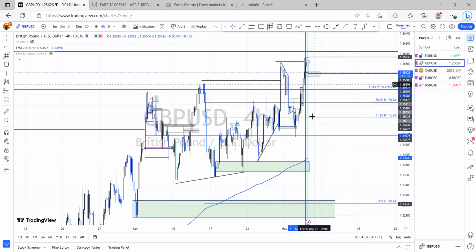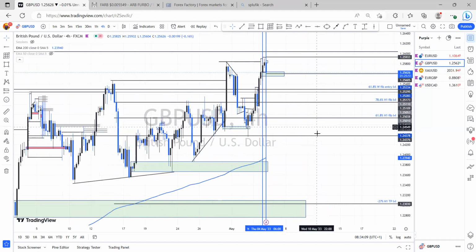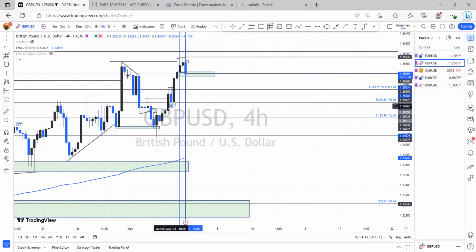So that's why I'm looking for sales here. Okay, and if we look at this area, look at this block here. This block here has an imbalance here. So what if price wants to sell into this imbalance?